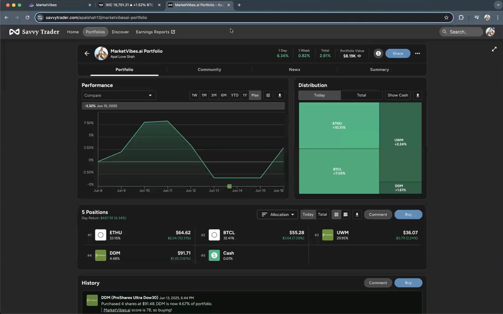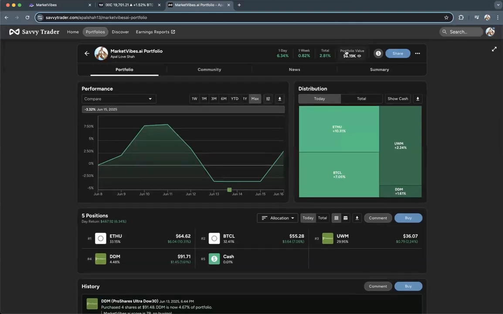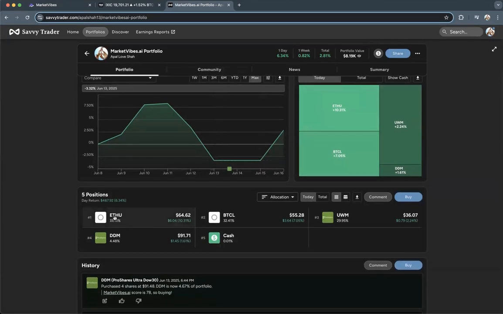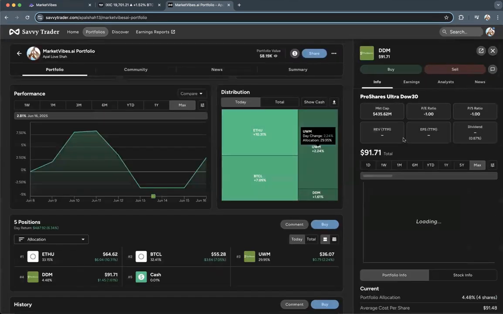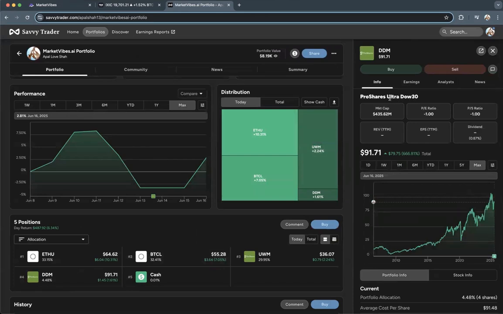So I created this portfolio. It's around $8,000. And again, this is not financial advice. This is what I'm doing for my investments using the software. What I did is basically ETU, ETHU, and BTCL. These are the 2x ETFs available in US markets. So I took a bet on that. And then there is a Dow Jones 2x ETF.